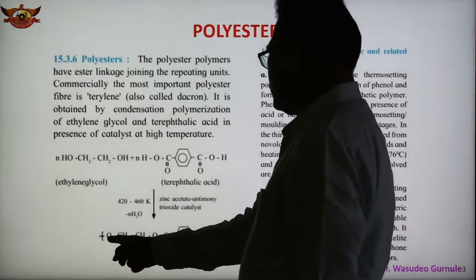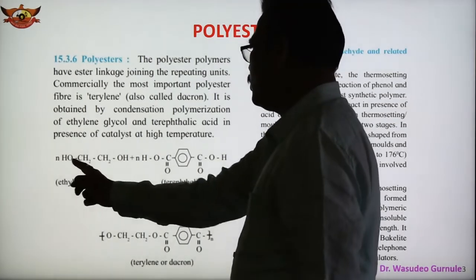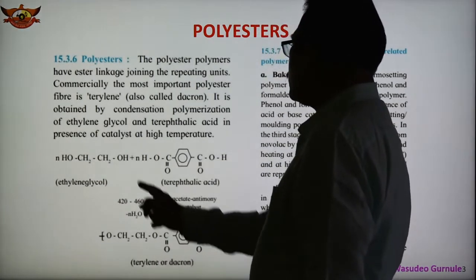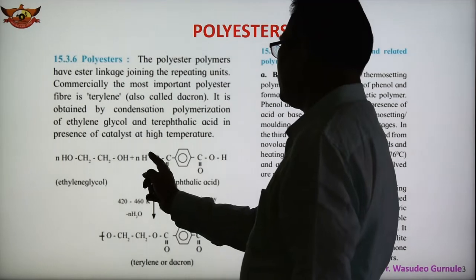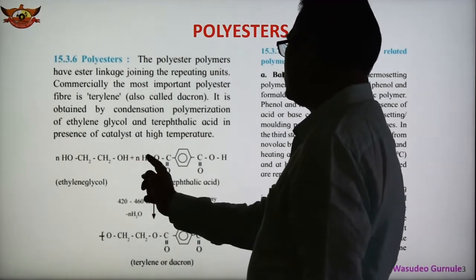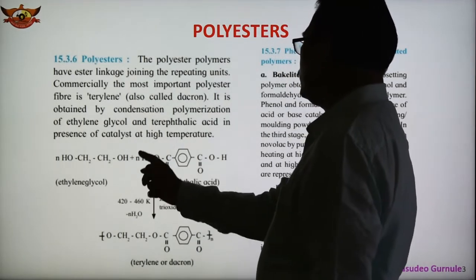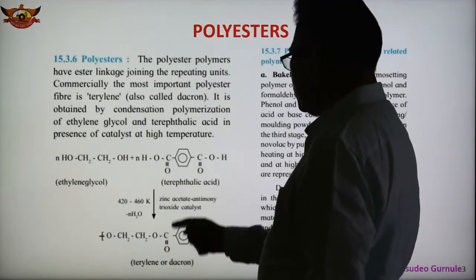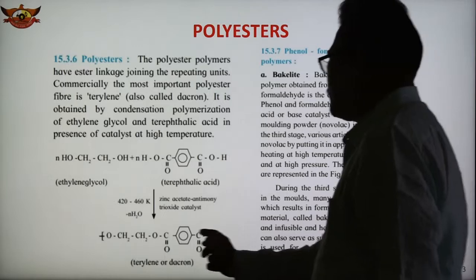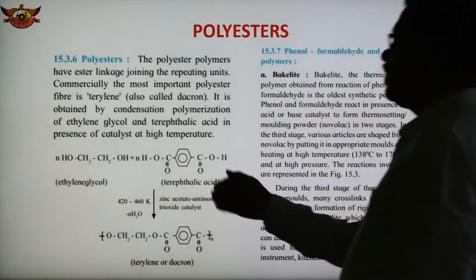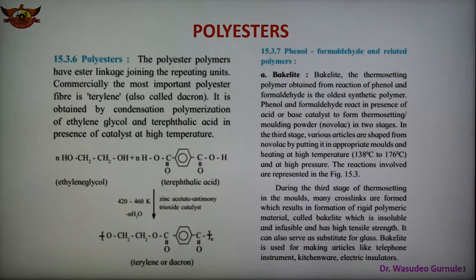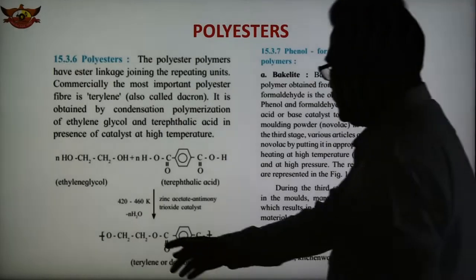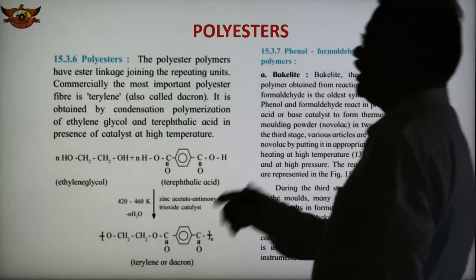So here H is removed from this, and O, CH2 O, CO. Here water is lost, this is the 2H and O. So there is a loss of a water molecule, and this CH2O and this CO benzene and this. In this way the bracket shows the repeating unit in the polymer chain, and the product obtained is nothing but terylene, also known as Dacron.